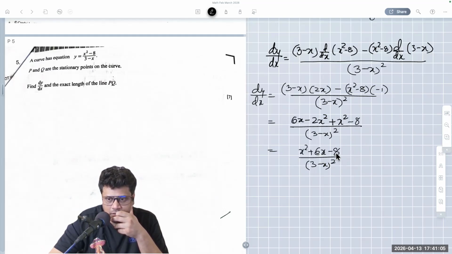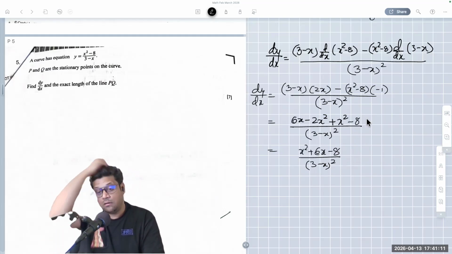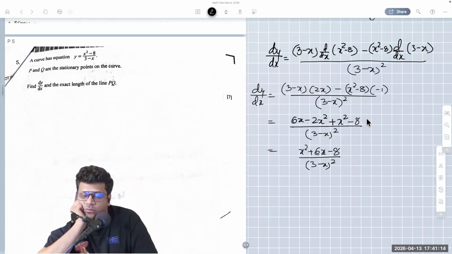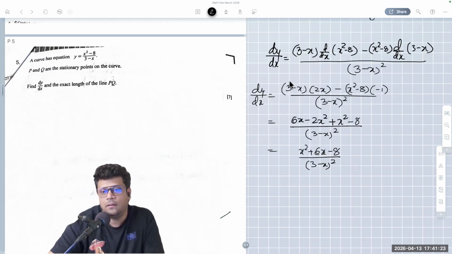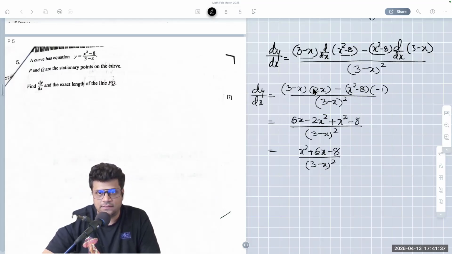Minus 8, right? 4 into 2. No. So what am I going to do here? Minus b plus minus root over b square minus 4ac. Okay, let's see. Are the derivatives all right? Let me just check. Second function into derivative of first minus first function into derivative of second. So (3 minus x) into (2x minus x square minus 8) into minus 1. So that's 6x minus 2x square plus x square minus 8. Okay, so x square plus 6x minus 8.